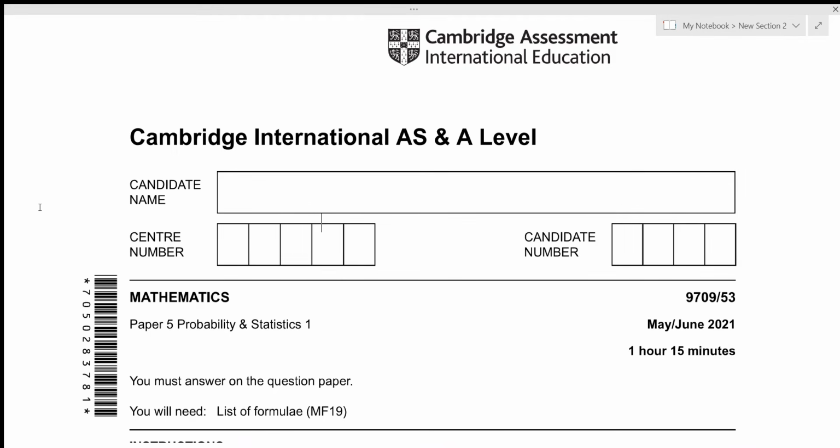Hello everyone, today we'll be going over Mathematics, May June 2021, Paper 5.3. This is Probability and Statistics first, and we have a time limit of 1 hour and 15 minutes. So let's get started.